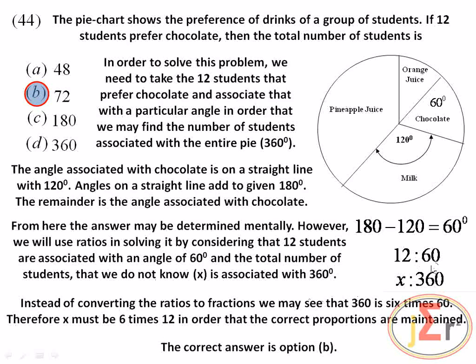So we see the relationship here. This one is 6 times this. For the proportions to be the same, this has to be 6 times this. 6 times 12 is 72. The correct answer is option B.